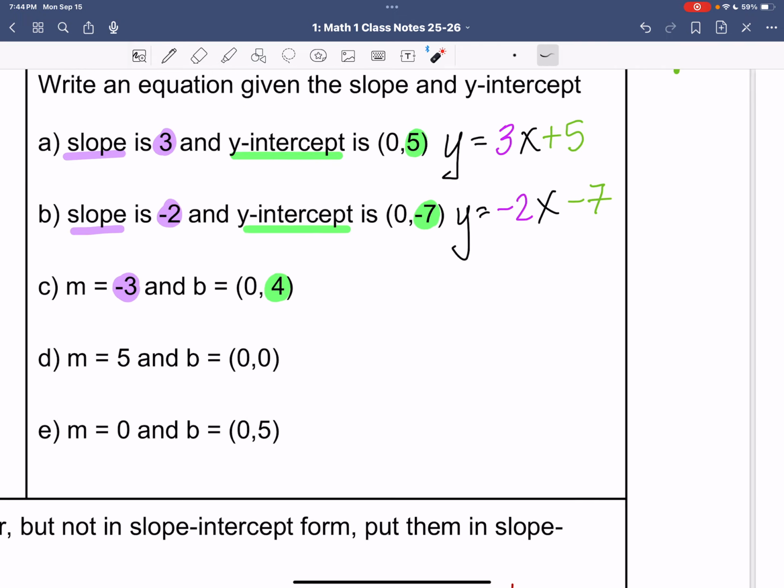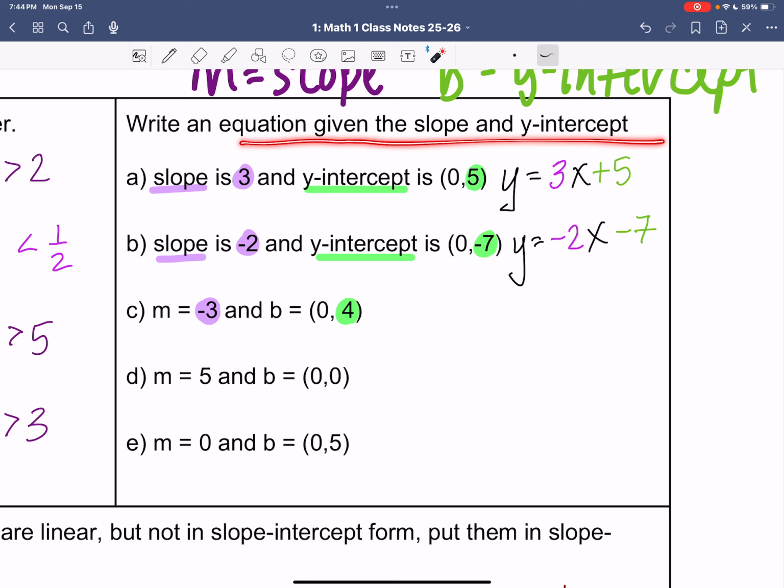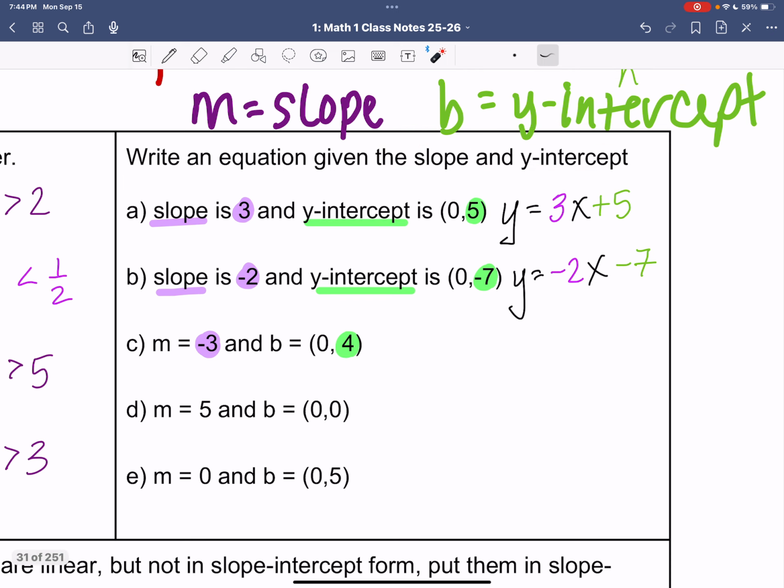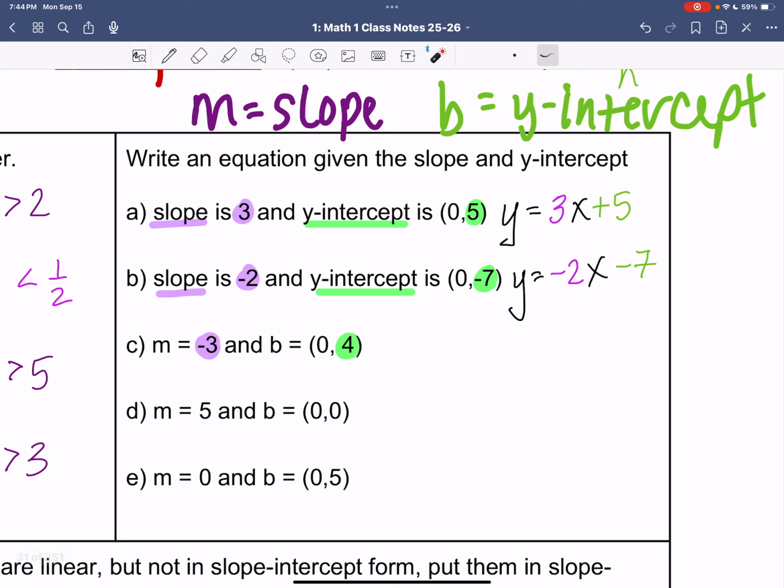All right, now here's what's important that we need to know. It says write an equation given slope and y-intercept. So remember, your slope is the m value, your y-intercept is the b value. So really, all we're doing is just plugging in those two. All right, so slope is 3, y-intercept is 5. So now just put it together. Y equals 3x plus 5. That's it. All right, slope is -2, and remember, slope is always multiplied by x. Your y-intercept is your b value, which is the constant.